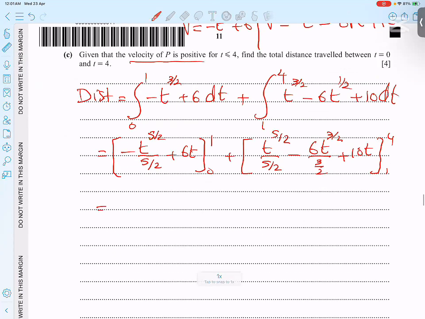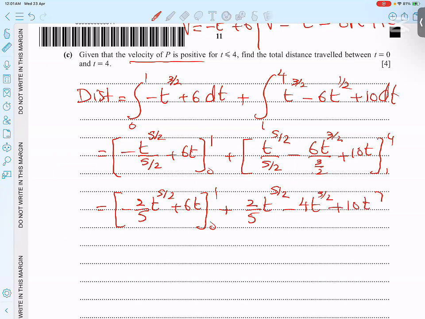Simplify before you plug in the limits. This 2 will go up, and I got in the bracket negative 2 over 5, sorry, and power is 5 over 2, plus 6t. Simplification is very important. Otherwise, there is a lot of risk of mistake. I think this part is clear. This 2 will go up, 12, and 3 4s are 12. So we got a 4, and power is 3 by 2, and plus 10t.